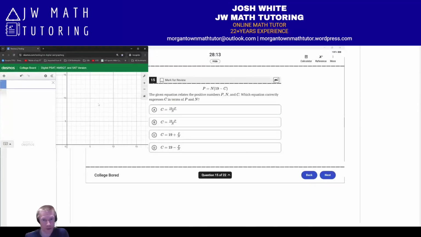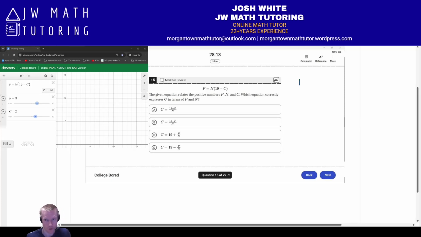Now, here's an alternate method you could use to solve this problem. It's basically the technique of picking numbers, and I'm going to use Desmos to help expedite the process and do it in basically a much quicker and more efficient manner. So what I'm going to do is first type in the original formula, and I'm going to define some values for n and c. So let's say n is equal to 3, and we set c equal to 2. All right, and now that gives us p equals 51.